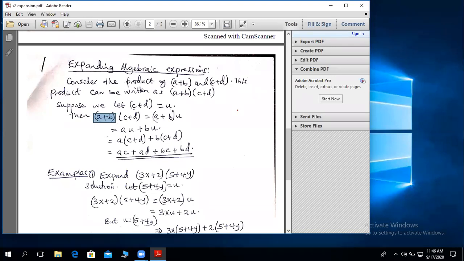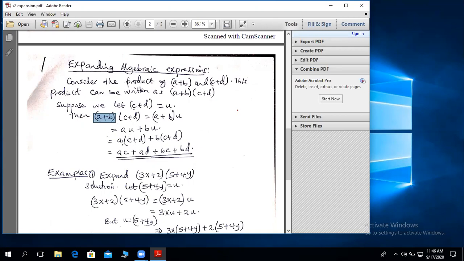such that I open my bracket here, and opening bracket means I multiply everything inside by U. So this one will be AU plus BU. Then now I can bring the value of U and put it there. But U is equal to C plus D. So it becomes A times C plus D, then plus B times C plus D. And finally, I open bracket again.